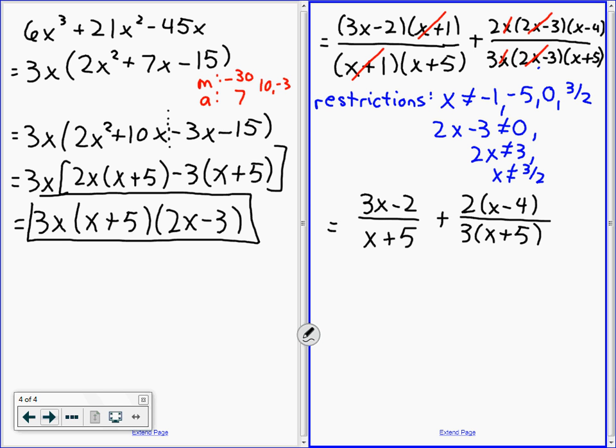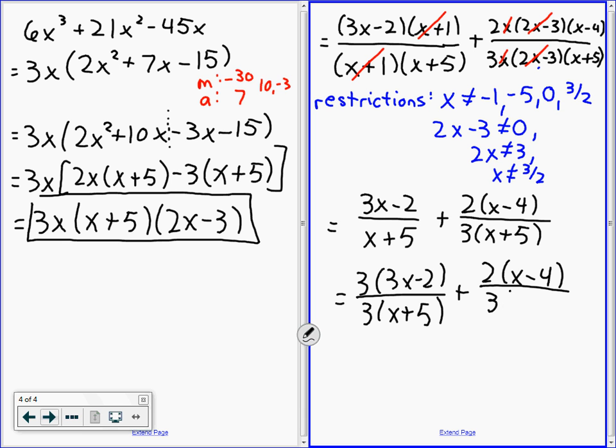What's my common denominator here? X plus 5. Close, but no. 3x plus 5, whoever said that? Was that you? Oh, both of you, good. Okay. 3 times x plus 5 is the common denominator, because there's 3 times x plus 5 here. So in order to get this one, you have to multiply by 3 as well. So it's going to be 3 bracket 3x minus 2 all over 3 bracket x plus 5 plus 2 bracket x minus 4 all over 3 bracket x plus 5.